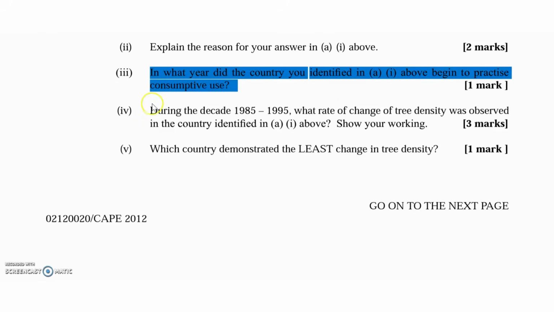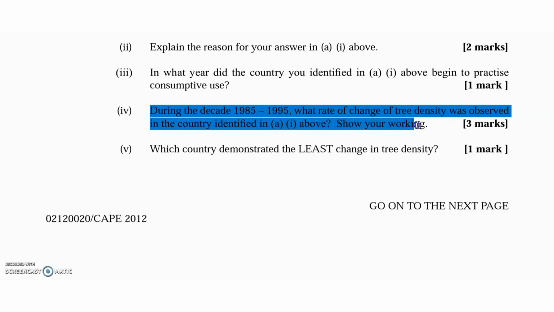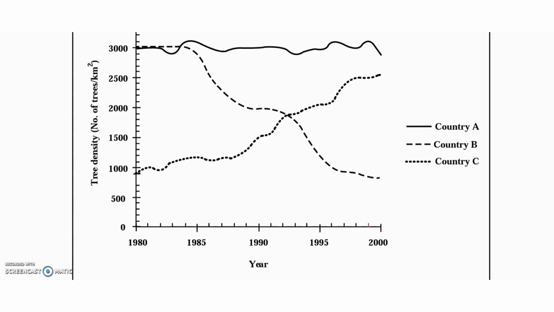All right, part 4: during the decade of 1985 to 1995, what rate of change of tree density was observed in the country identified at A1? Now we are talking about country B. Within that 10-year period, a decade is 10 years. The rate of change, let's go through that very quickly. So let us use our ruler, or a straight edge of a page.